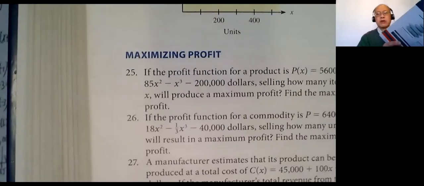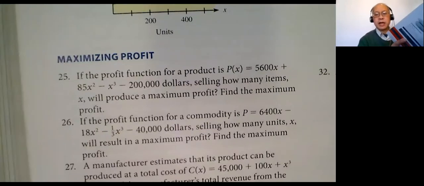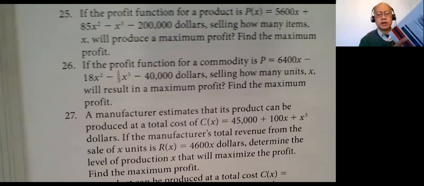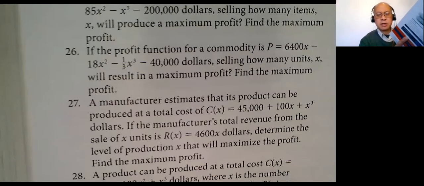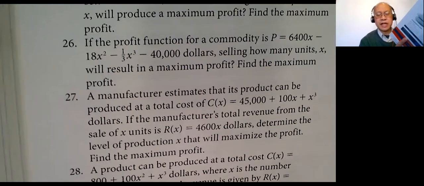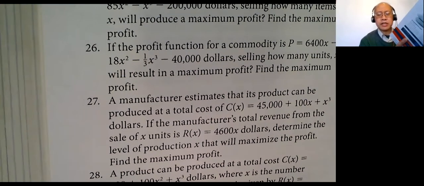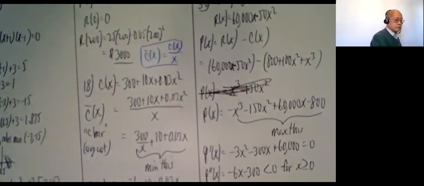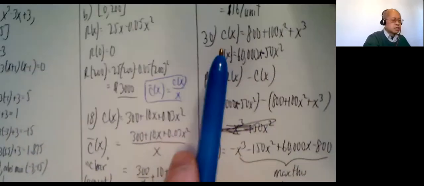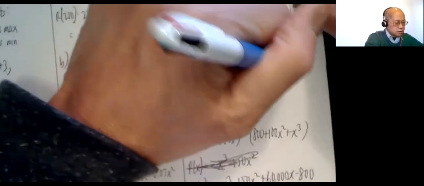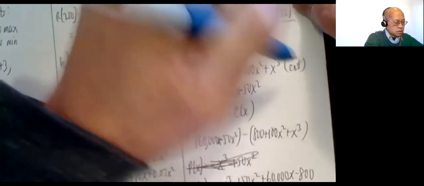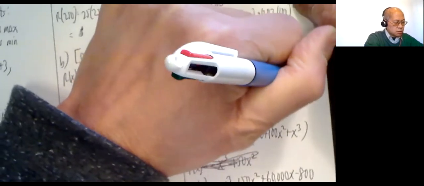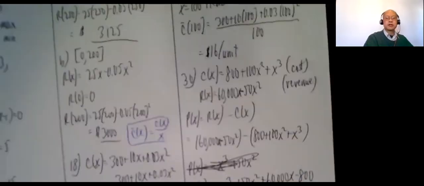So how do I maximize profit? Now they might give me a revenue function and a cost function. Like for 27, which is not the problem I'm doing, R of X is a revenue function, C of X is a cost function. Now the problem I'm actually going to do is my 30. C is a cost function, R is a revenue function.